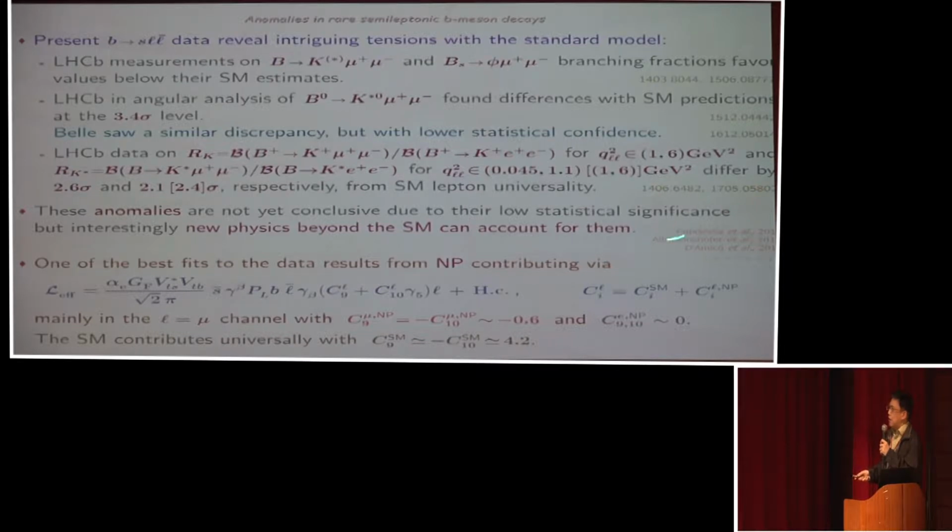Now, from this global analysis, one of the best fits to the data results from new physics contributing via this quark-lepton interaction. And the CI here, C9 and C10, are the Wilson coefficients. And this analysis suggests that the new physics enters mostly in the muon channel, so L equal to mu channel, with these sizes of the Wilson coefficients. And in the electron channel, the preference is that the new physics is vanishing, or 0. Okay? And the standard model contributes universally to these different channels. But new physics is suggested to be in the muon channel.